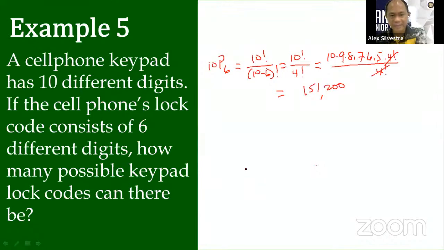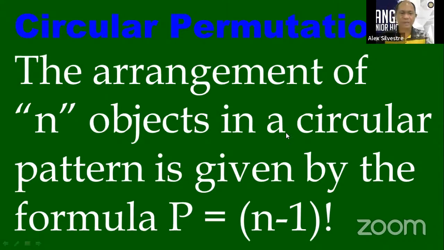Okay? So, next. We have here our circular permutations. How about if we are referring for our circular permutations? So dito guys, the arrangement of n objects in a circular pattern is given by the formula. Ito kapag nasa circular permutation tayo. Formula natin will be permutation is equal to n minus 1 factorial. This will be served as our formula, especially if we are referring for our circular permutation.